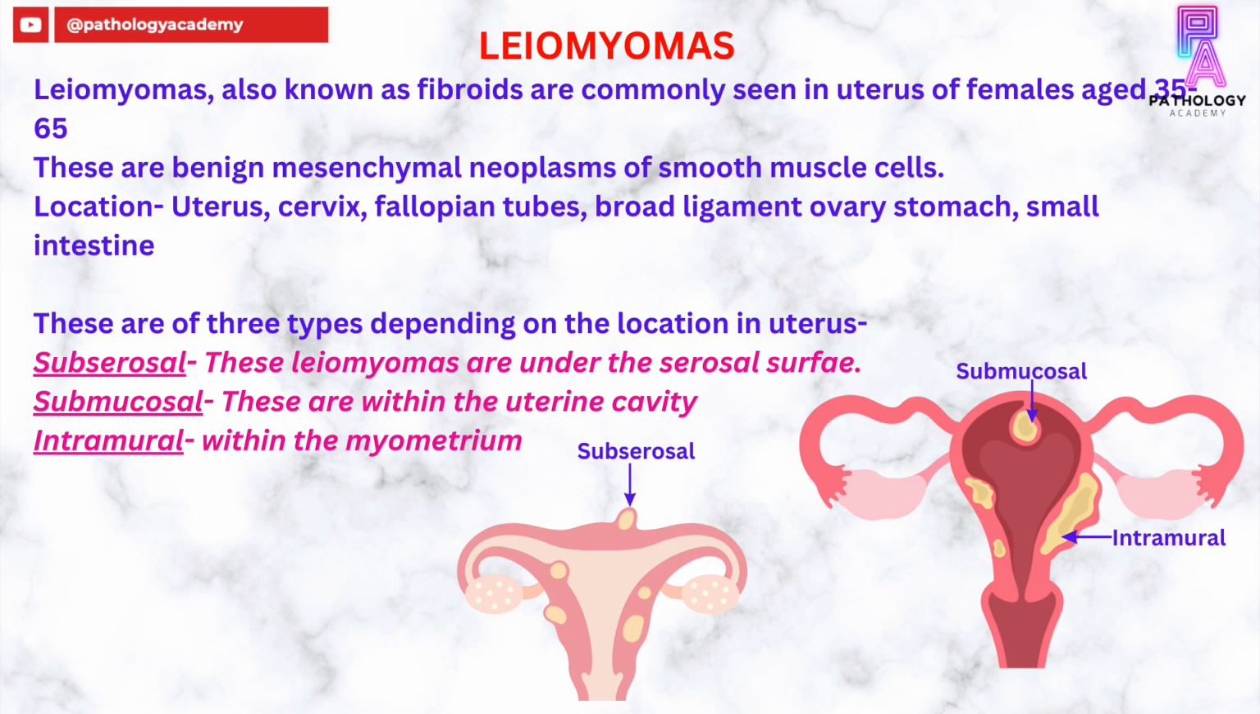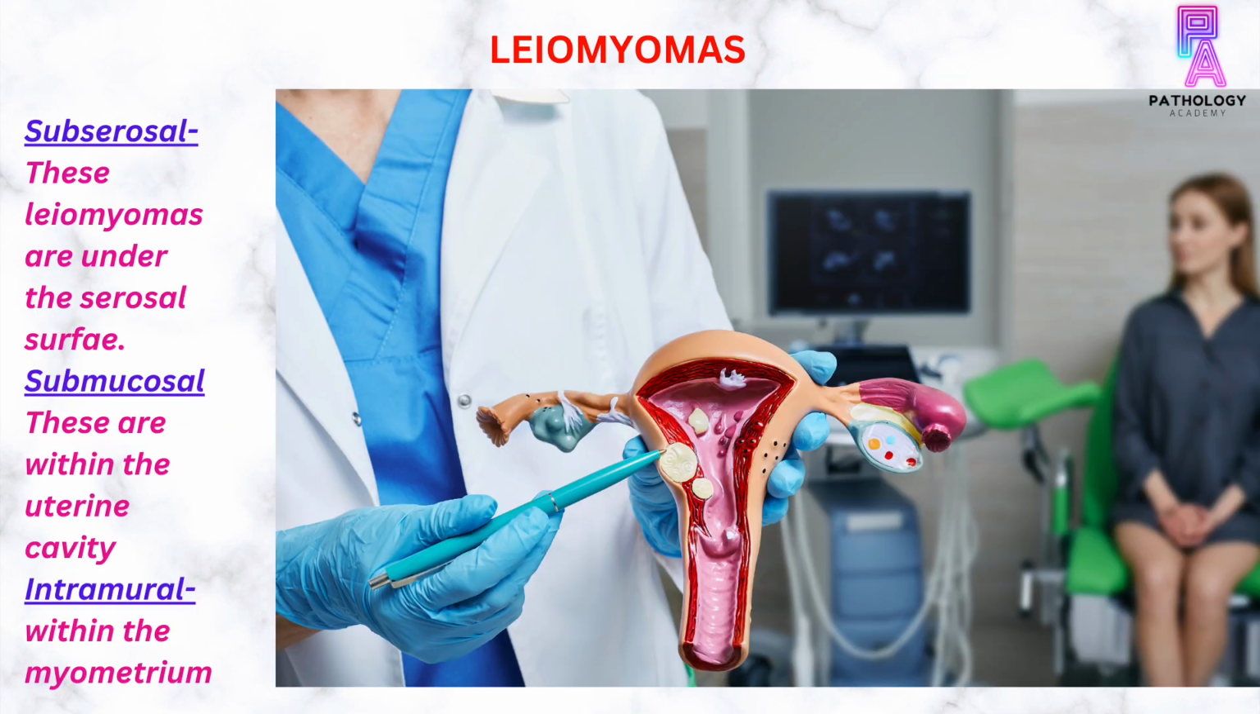There are three types of uterine leiomyomas depending on their location: subserosal, submucosal, and intramural. The leiomyoma is depicted in the picture by an arrow. The submucosal leiomyomas are the leiomyomas which are within the uterine cavity, as depicted in the image shown. Intramural leiomyomas are the leiomyomas which are within the myometrium. Again, in this image, I have shown the subserosal, submucosal, and intramural leiomyomas, as you can appreciate in this.